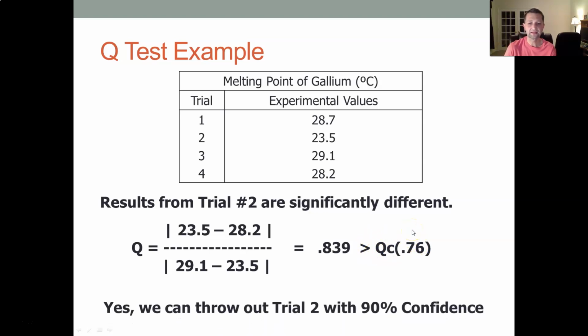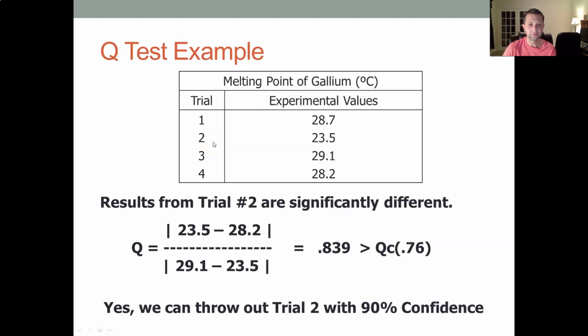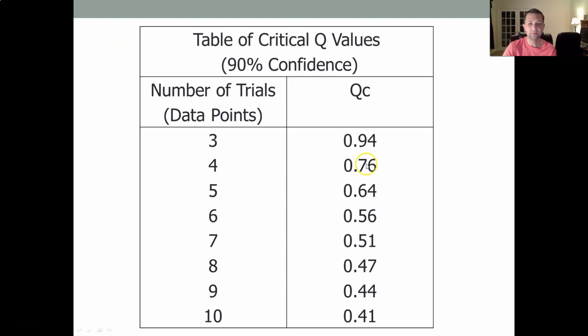I have that on the next slide. I'll go to that real quick. In the back of your book, or what you're given, is 90% confidence for your Q test. Number of trials is here. Notice how it doesn't start until you have 3, which is why we want at least 3 trials. We did 4 trials there, so we want to compare it to our 4 trial number. Notice how the more trials you have, the lower the critical value becomes.